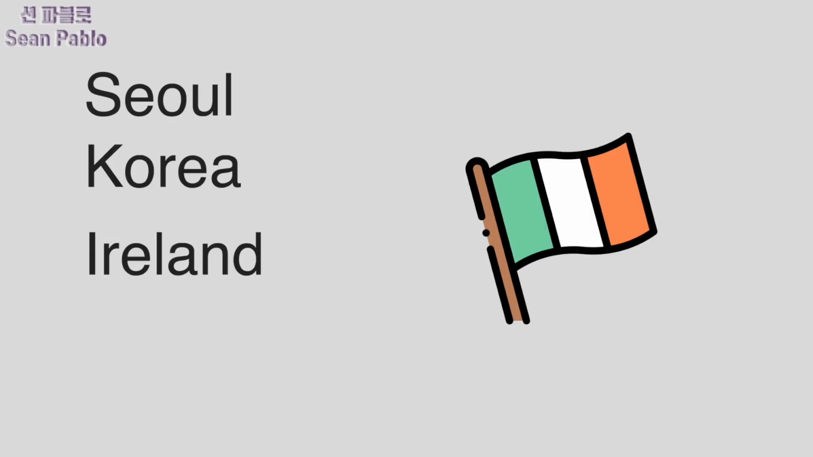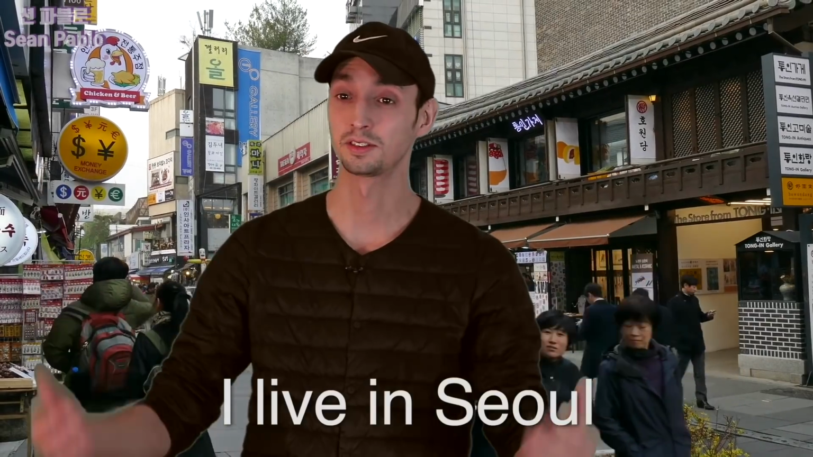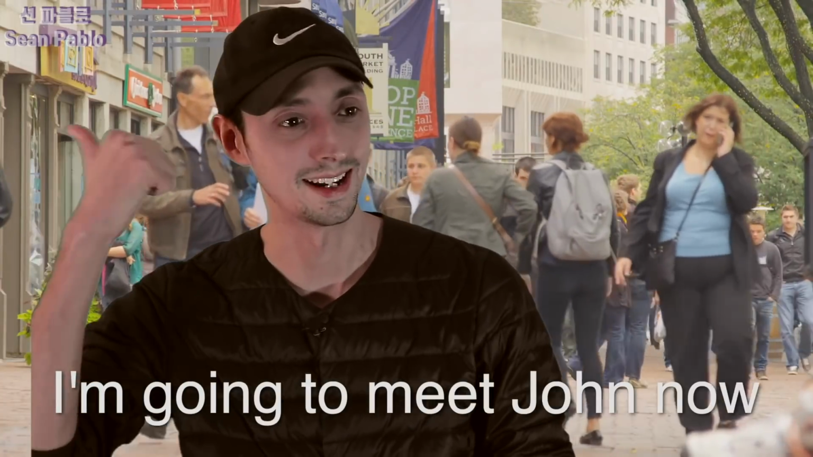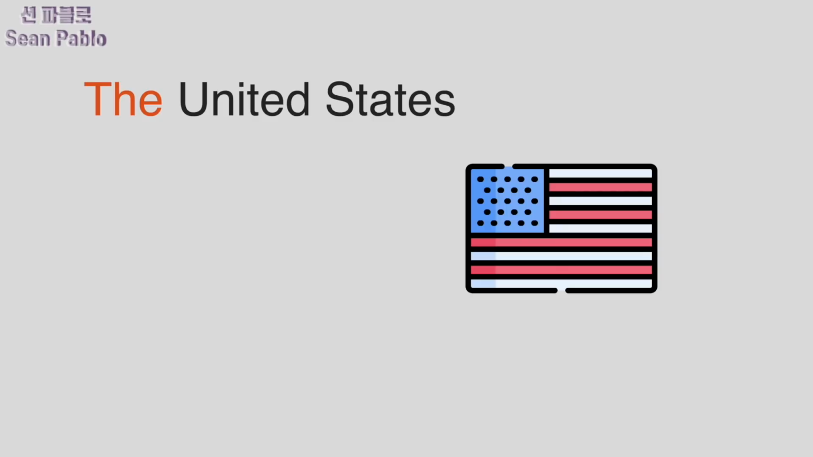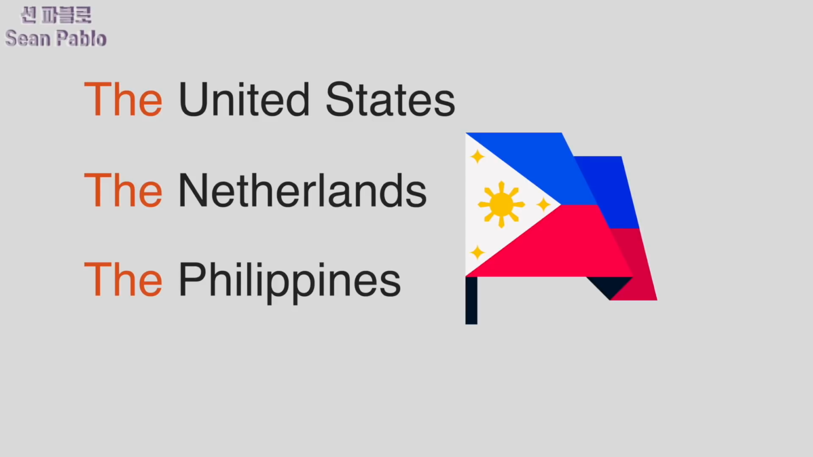I think it's also important to remind you all that proper nouns such as names of countries and people do not require a or the. For example, Seoul, or Korea, or Ireland, or Spain. I live in Seoul. I'm going to meet John now. There are some exceptions though. The United States, the Netherlands, the Philippines.